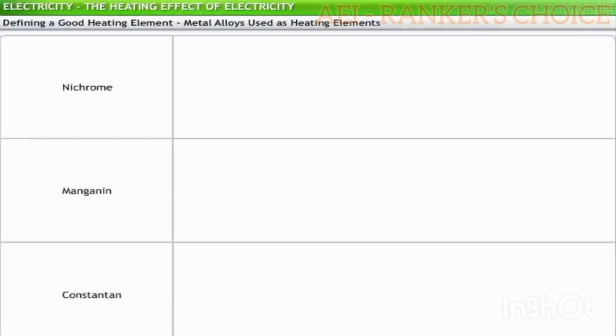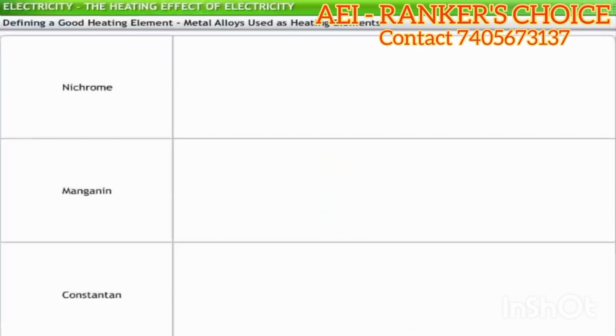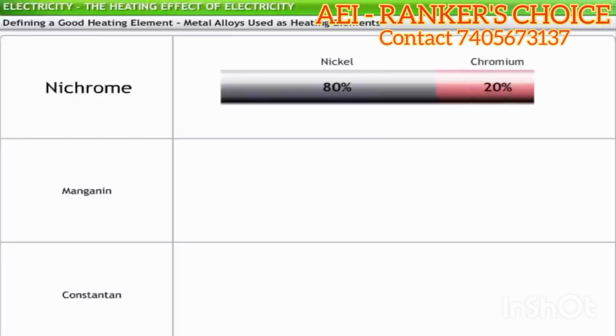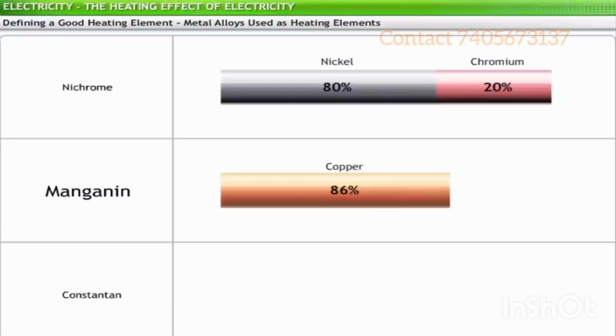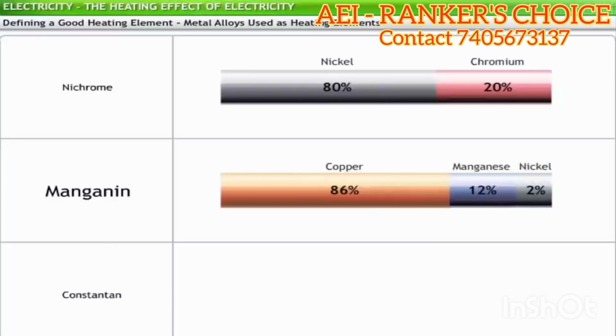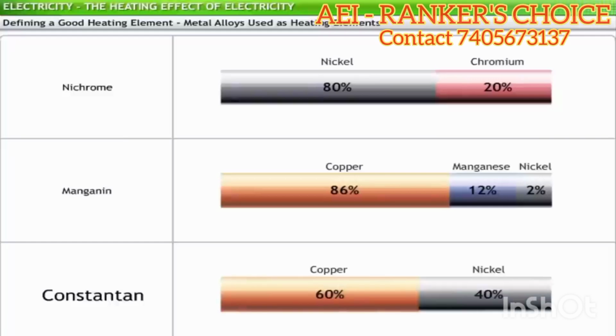Three metal alloys most commonly used as heating elements are nichrome, an alloy composed of 80% nickel and 20% chromium; manganin, which is 86% copper, 12% manganese and 2% nickel; and constantan, a copper-nickel alloy with 60% copper and 40% nickel.